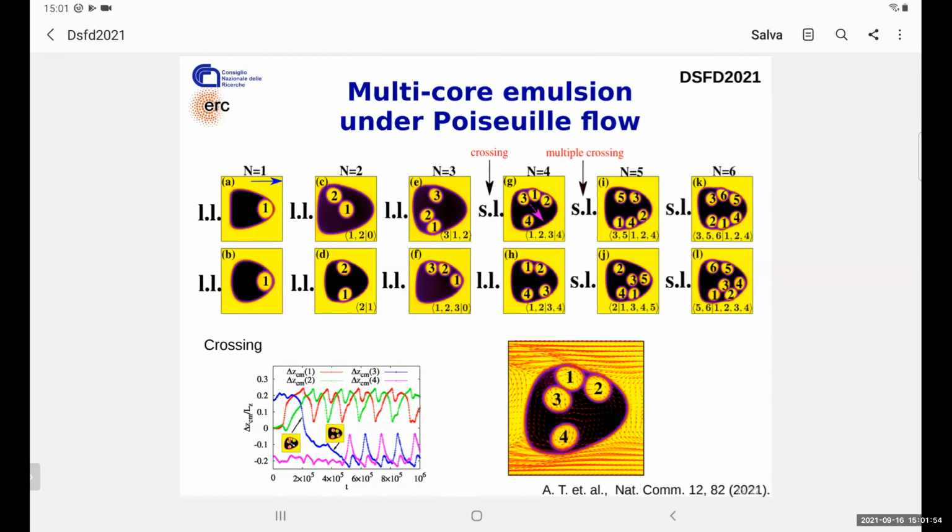the emulsion. Whereas if you increase the area fraction, then you have transitions. You can have crossings. You can have either a single crossing, for example, when n is equal to 4, or multiple crossings when you observe several transitions of droplets.